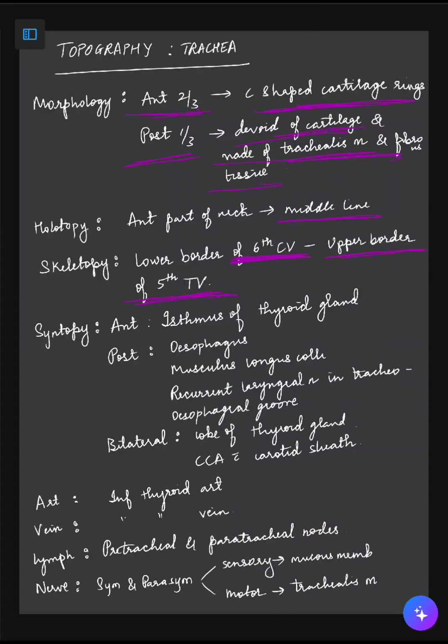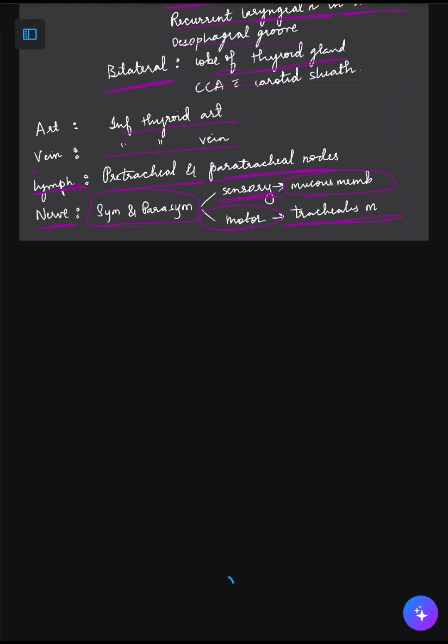Fine. Now, anteriorly, isthmus of thyroid gland. Posteriorly is esophagus, musculus longus colli, recurrent laryngeal nerve in tracheoesophageal groove. And bilaterally, lobes of thyroid gland, common carotid artery and carotid sheath. Now, arteries and veins: inferior thyroid artery, inferior thyroid vein. Lymph nodes are pretracheal and paratracheal. Nerves are sympathetic and parasympathetic: sensory for the mucous membrane and motor for trachealis muscle.